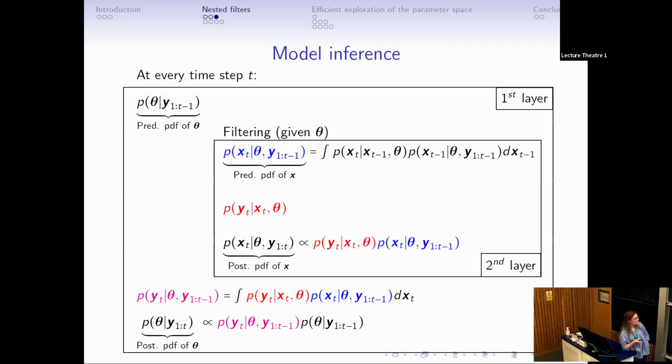And then with this, we solve two things with one stone. Running this inner filter, we can obtain the posterior distribution of the state conditional on theta, and also compute this likelihood, so we can actually obtain the posterior of theta. And then we would have the things that we need to solve the problem.